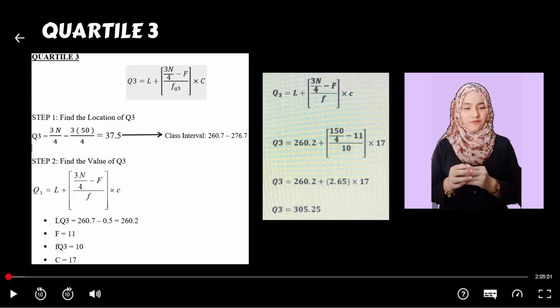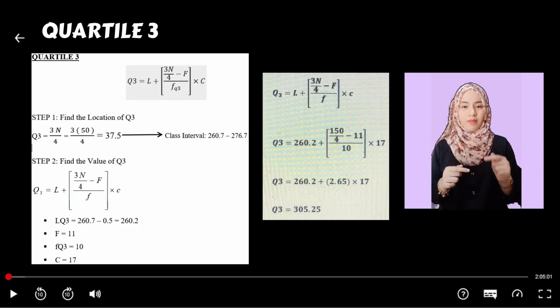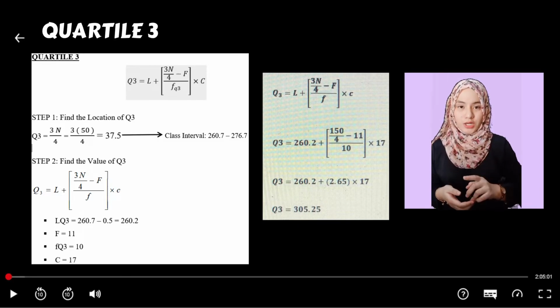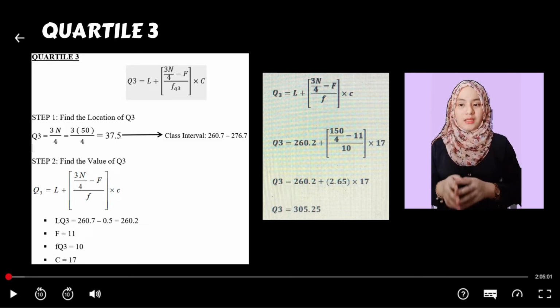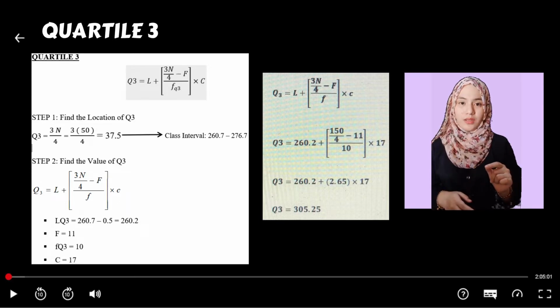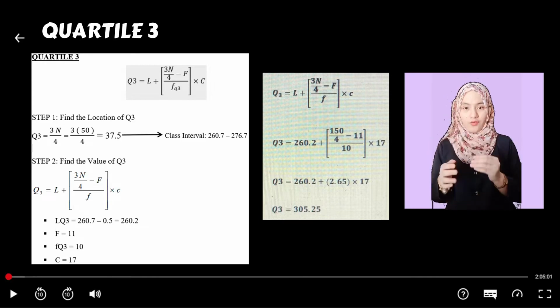For quartile 3, the first step is to find the location, which is 3, and n is 50, and must be divided by 4. So the answer is 3 in bracket 50 divided by 4 equal to 37.5. So the class interval is 260.7 until 276.7. So we take a look at the lower boundary, which is 260.7 minus 0.5, and the answer is 260.2.